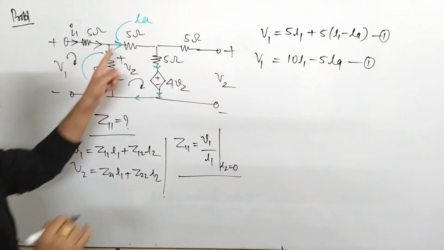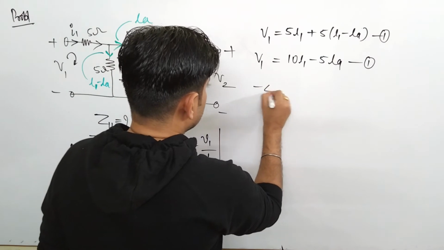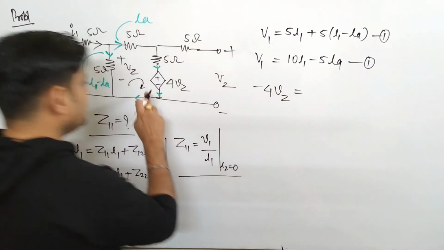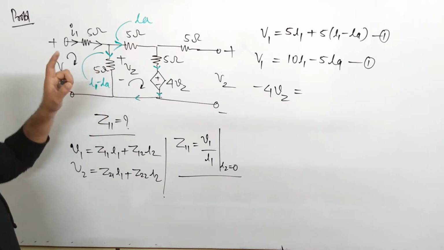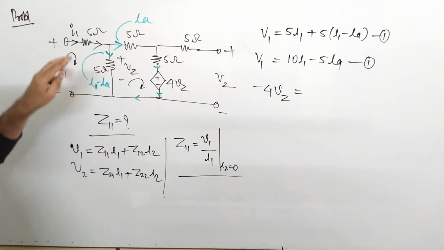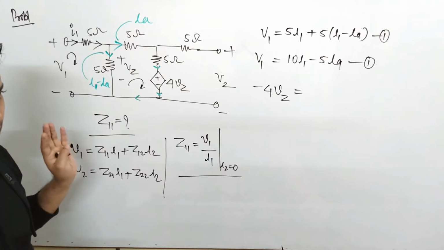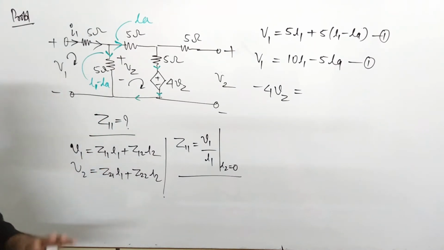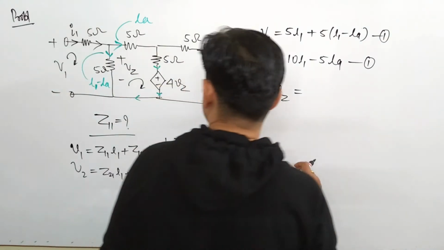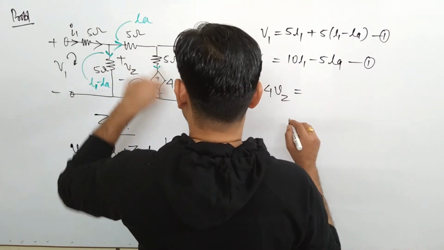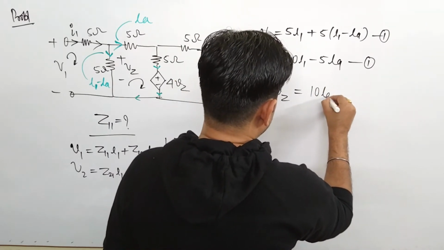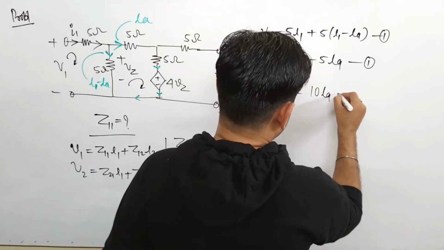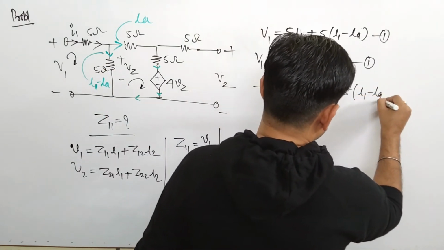Now if I talk about this loop, I am applying KVL here. So you can say minus 4VZ. Very important, this is a dependent voltage source. Just keep in mind, only dependent current sources or voltage sources are present in such problems, so you can solve this problem, there is no issue. But independent sources are never present. This I have already explained in my previous session. So now if I apply KVL in this direction, it will become minus 4VZ equal to 10 of IA, the current which is flowing here, minus 5 times (I1 minus IA).